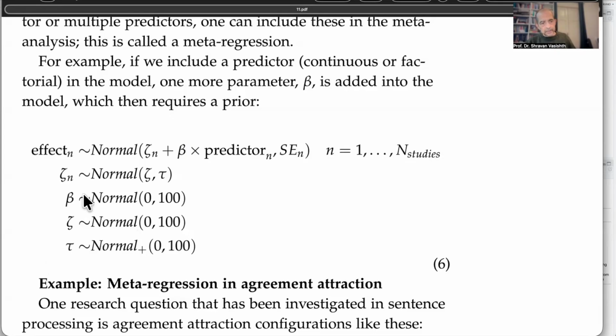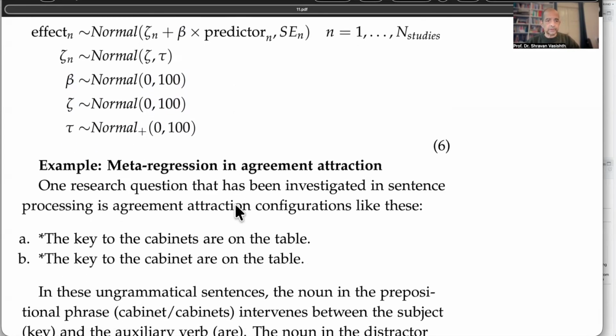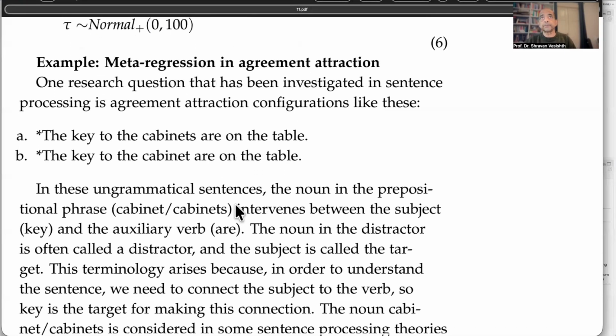So there's one more parameter now in the model, beta, and everything else is the same as before. So let's take a look at an example, right? This is a meta-regression on a phenomenon which I must have discussed earlier, called agreement attraction.